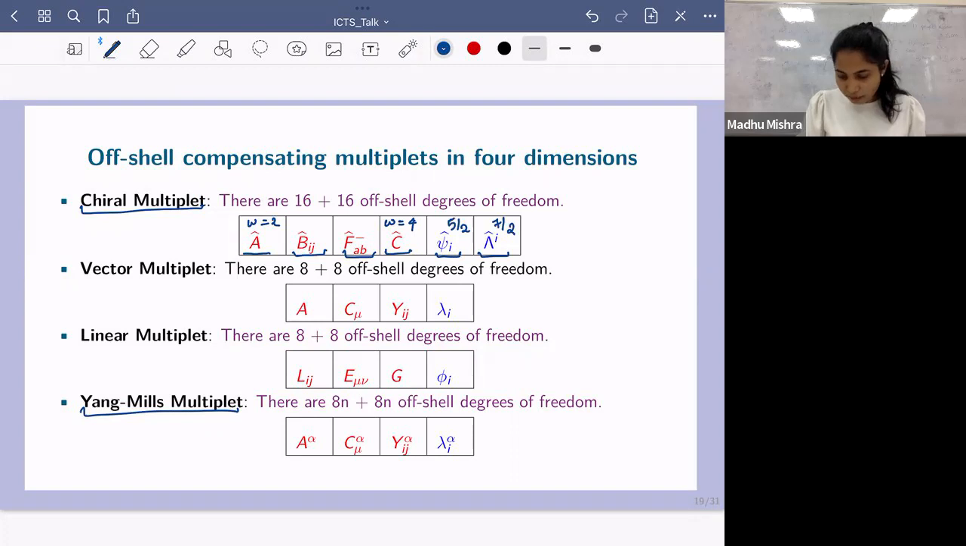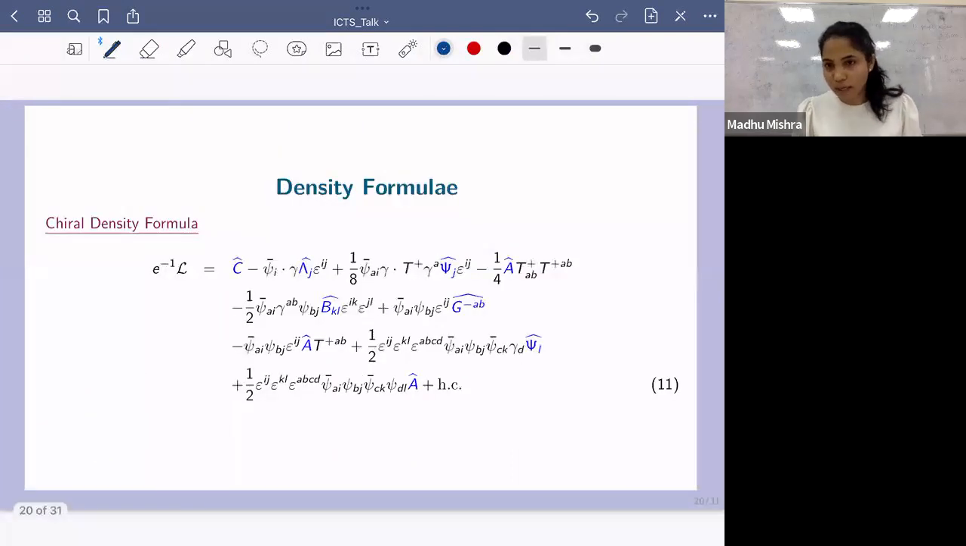And the Yang-Mills multiplet, this is the vector multiplet that people are familiar with. The Yang-Mills multiplet is just the same as the vector multiplet, but with an additional gauge group index, which we denote by alpha, and alpha takes values from 1 to n. That is why we have 8n plus 8n off-shell degrees of freedom. So this is also complex, with Weyl weight 1 and chiral weight -1. This has chiral weight -2. Okay, so this is the density formula that is known in N=2 in 4 dimensions.